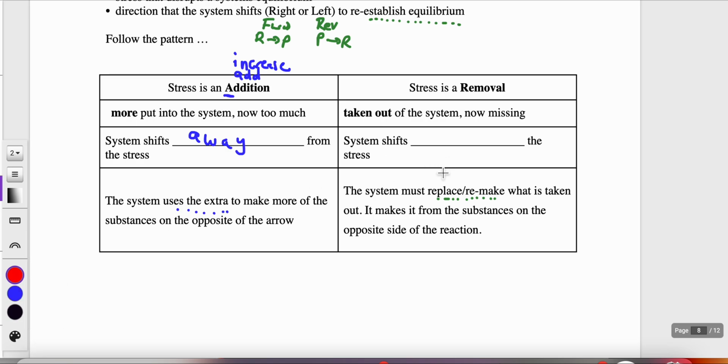The other major category of stresses is a removal. So something is taken out, or its concentration, temperature, or pressure has been decreased. So if it's been taken out, now some of it is missing. So if it is a removal, the system shifts towards the stress, because the system needs to replace or remake what was taken out. And it makes it from the substances on the opposite side of the stress. So we're going to take these ideas and slowly work through them.